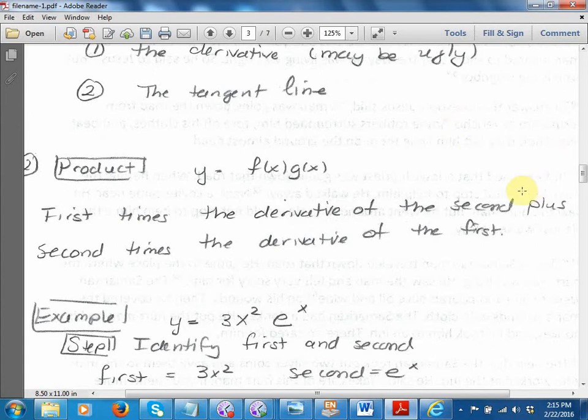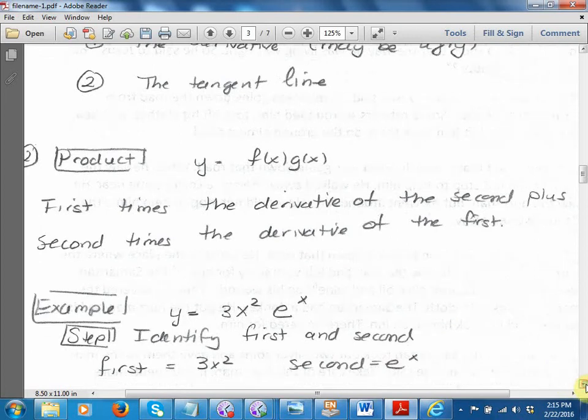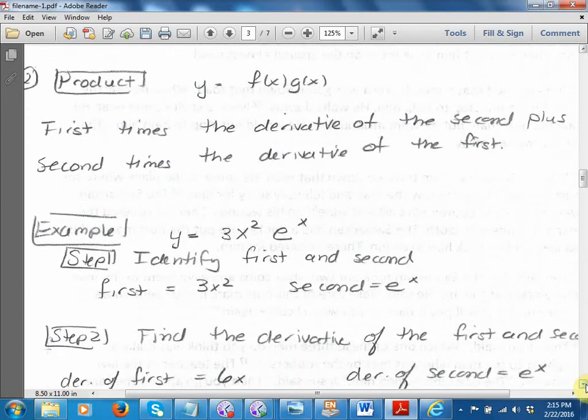It's just my mistake. So if I have two functions like this, the rule is first times the derivative of the second plus second times the derivative of the first. Product rule is pretty easy. So the first step is to identify which one's the first and which one's the second. 3x squared is the first, e to the x is the second.